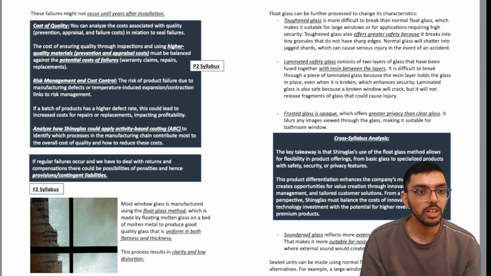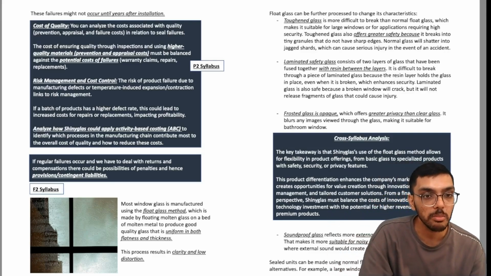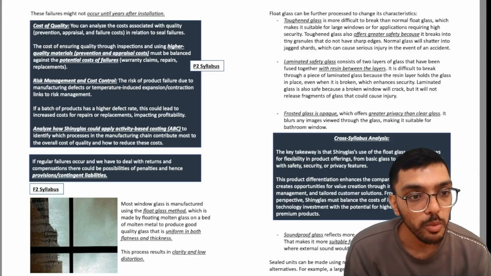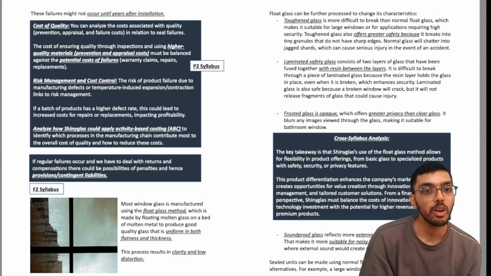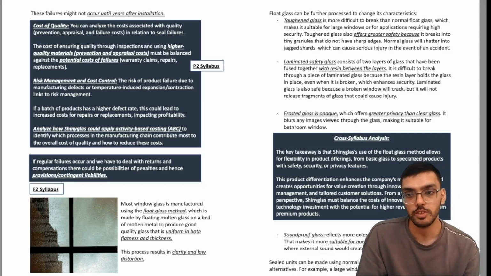One very important thing I'm bringing up over here is how we could apply activity-based costing. I'm going to speak about this in much more detail, deeper into the pre-seen, but I feel it's important to bring it up over here. So we should analyze how Shinyglas could apply ABC to identify which processes in the manufacturing chain contribute most to overall cost of quality and how to reduce these costs.